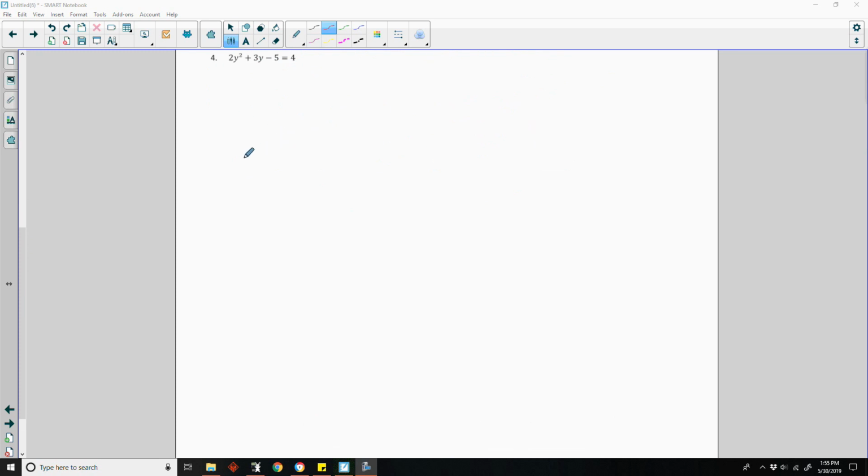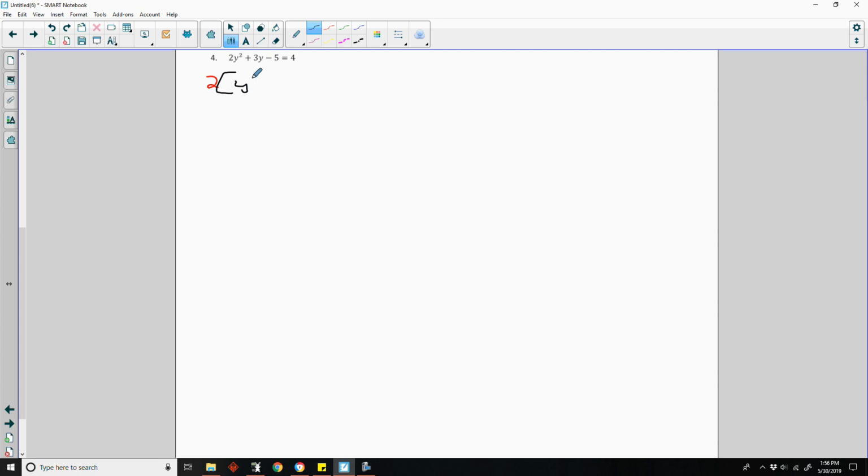Okay, here's number 4. I have a 2, I have a 3, I have a -5. There is no greatest common factor. I cannot factor anything out of that, so I'm just going to factor out that first term of 2. So I'm going to put a 2 here, and then I'm going to use a bracket here.